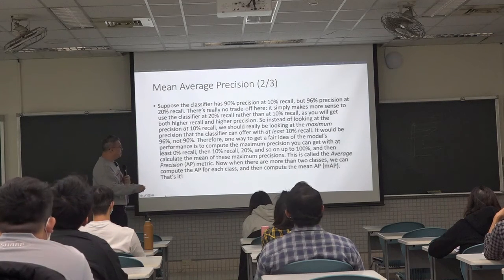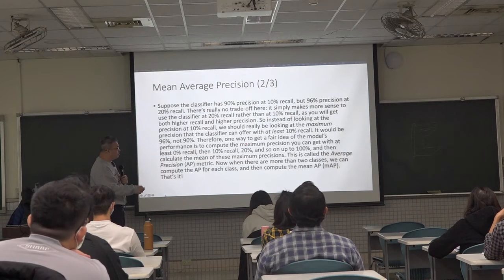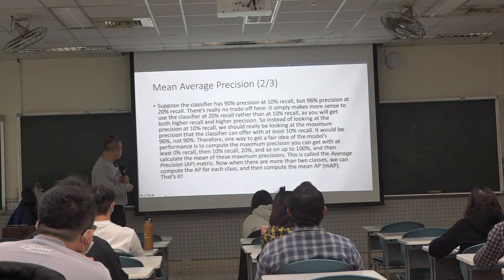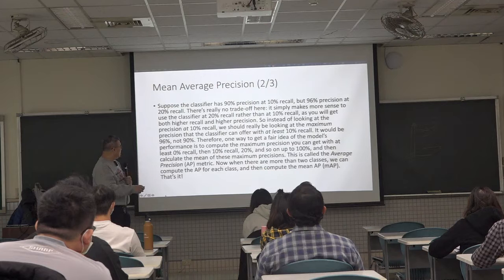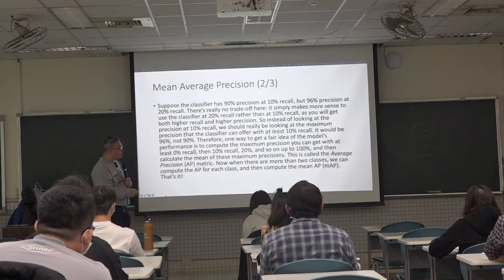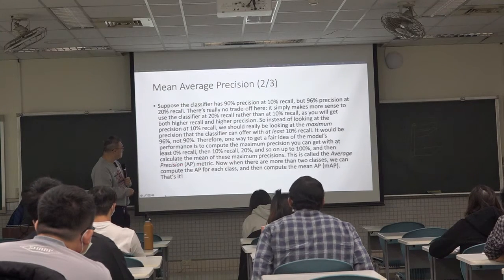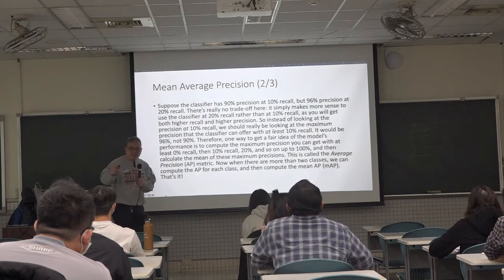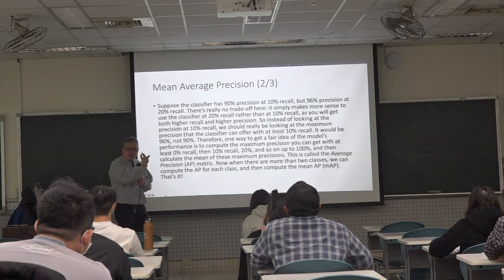So you have a bunch of maximum precisions that you can obtain from different considerations. Totally you have 11 different maximum precisions for 11 different considerations. You can calculate the mean of these maximum precisions. This is called average precision. So now we have average precision, but we still need the mean average precision.